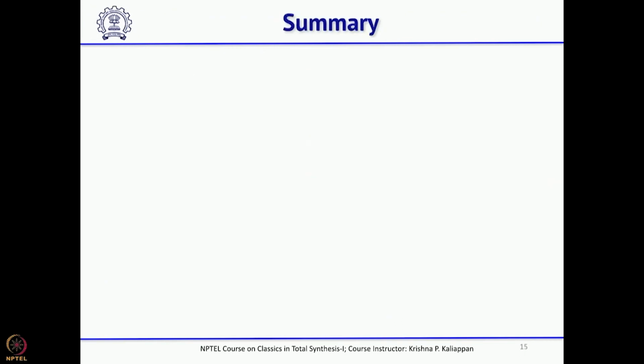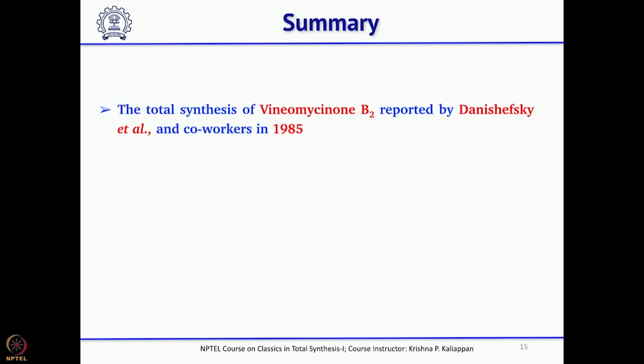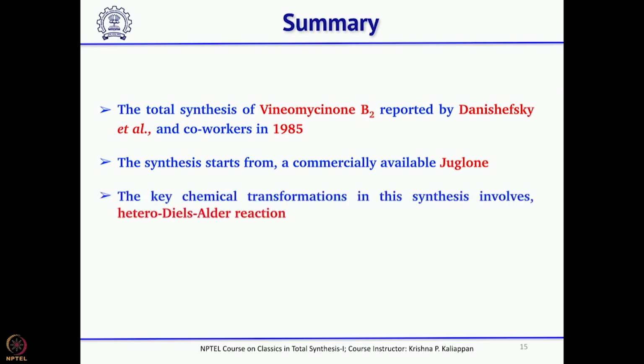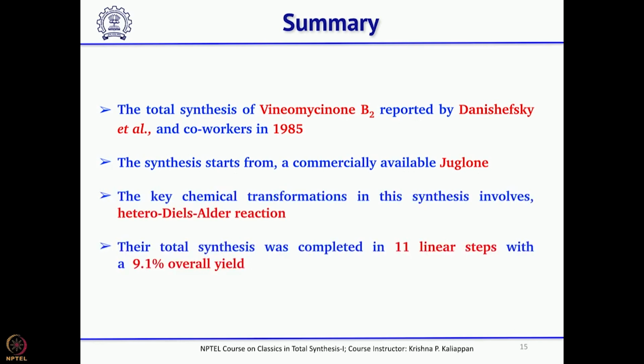So that is how this total synthesis was accomplished, and it started from the commercially available natural product called juglone, and it involved hetero-Diels-Alder reaction, normal Diels-Alder reaction, and Claisen rearrangement as key reactions to synthesize this compound. Overall, he took about 11 longest linear steps with a yield of 9%. So 9% overall yield is a very good strategy.